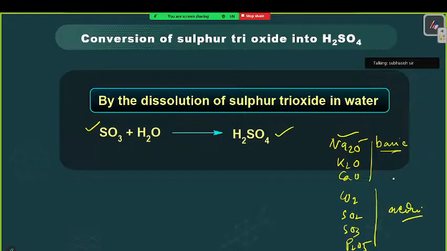Can you give any example where the metallic oxide is acidic? Do you know? Any one of you? An acidic oxide which is metallic.